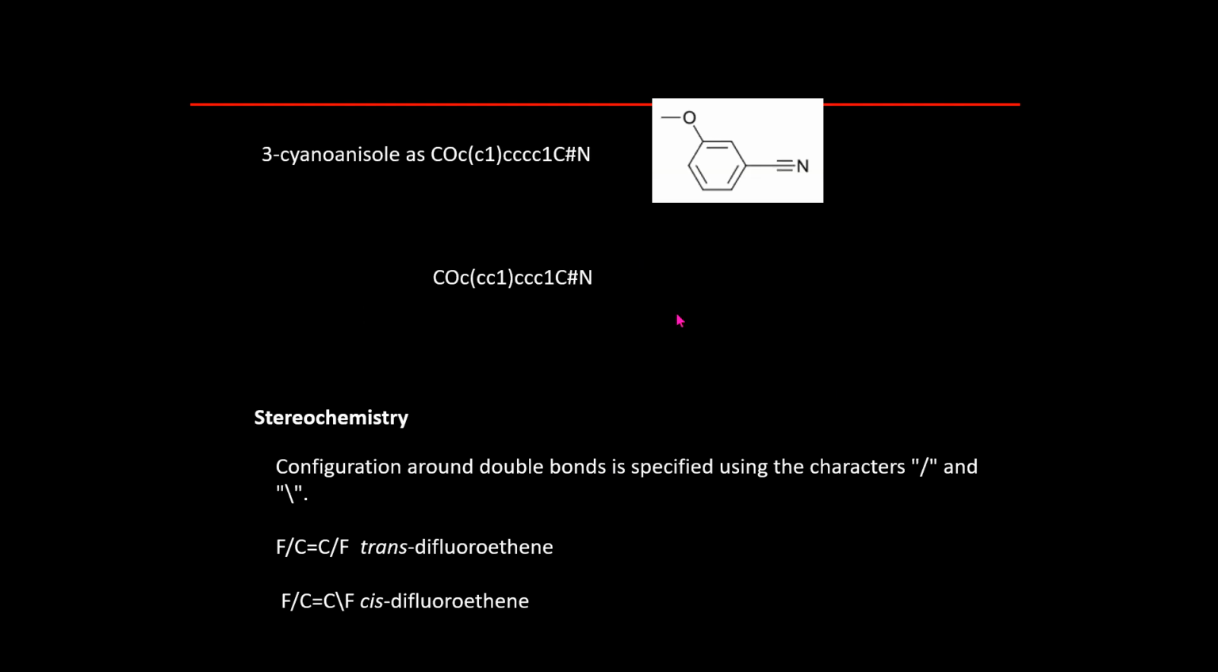You can represent stereochemistry also by putting in slash and backslash, for trans and cis. And you can represent a triple bond using the hash sign. So C triple bond N is written with the hash sign. That is what is called SMILES.